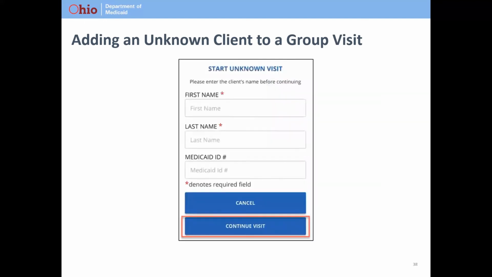When you do that, you'll get a screen that allows you to put in the first name, last name, and Medicaid ID for that individual. Now, this is not putting the client into EVV for you. This is just indicating for whoever's going to manage this unknown client exception later in visit maintenance, who it is that you were intending to provide services to, so that they can make sure that that client gets added to EVV. All right, so after you put in that information, you would continue visit.